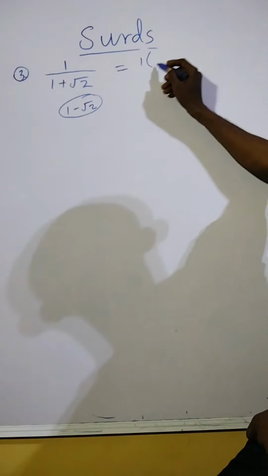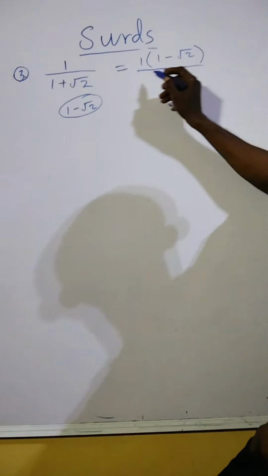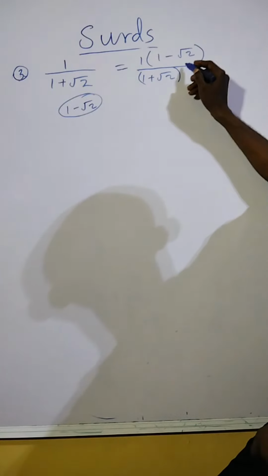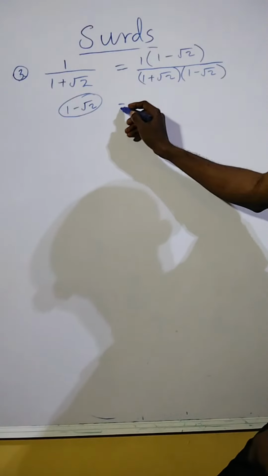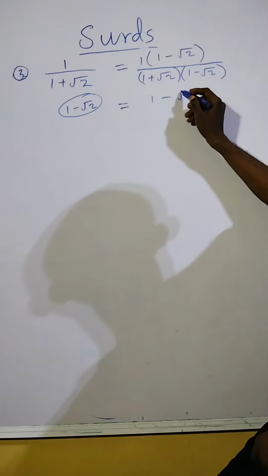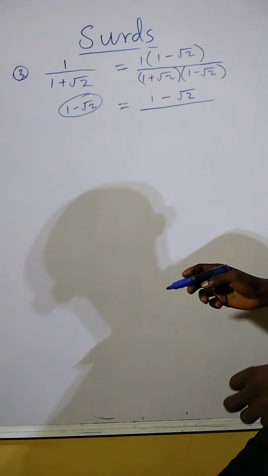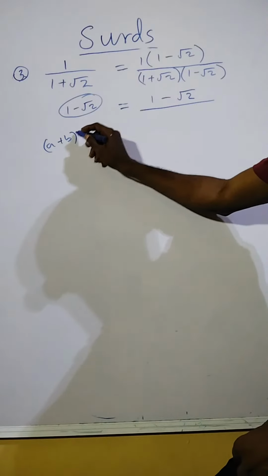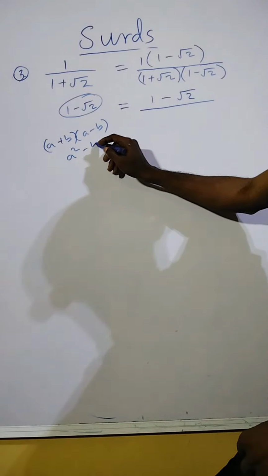This now becomes 1 times 1 minus root 2, then divided by 1 plus root 2 multiplied by 1 minus root 2. Then when we open this bracket, we still have the same thing, 1 minus root 2. Then divided by, here, these brackets multiply. And this follows when we have a plus b into brackets, open brackets, a minus b, the same thing as a square minus b square.